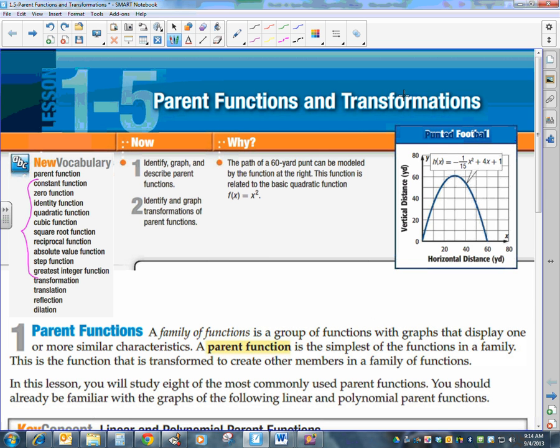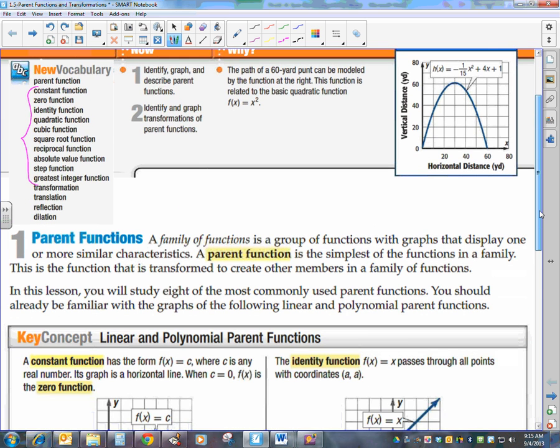We're going to talk about moving them around, the different changes that we can do to the graph by just looking at the equation. And I use a method of key points and knowing the shape. So for each of these, you need to know the shape of the parent function and the key points, and that will make the rest of the lesson easy.